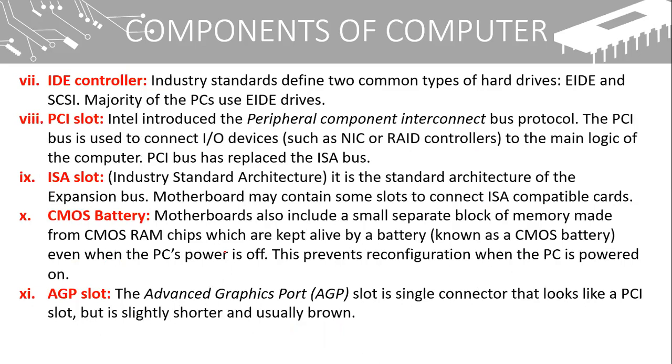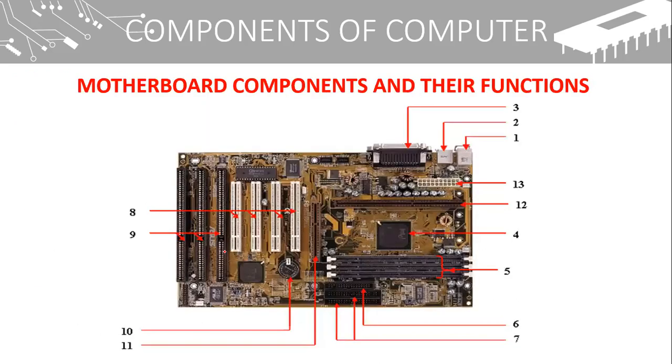Then we have the CMOS battery. As I explained the other time, look at it here, this number 10. This is the CMOS battery. It is one that powers the computer whenever your main computer battery is down, or when you don't have a light source. It makes the BIOS of the computer work actively. It also powers the ROM.